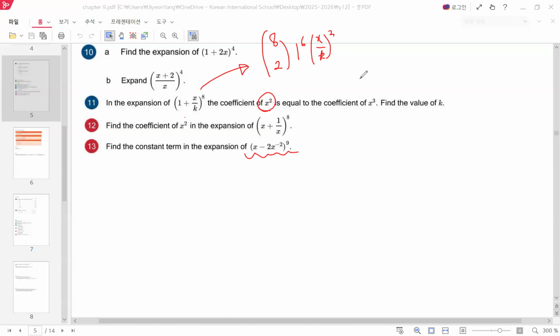Do you get it? Then (1 plus x over k) to the power of 8. Firstly, n is 8. You understand this part, right? Then we need to find x squared, so this part should be squared. Then this number should be the same as here. Since the other term is 1, you need to find the power here which makes 8 if you add them up together. So that's why it's going to be 6. Very good. Do you understand?